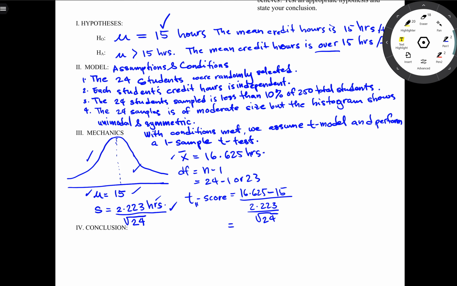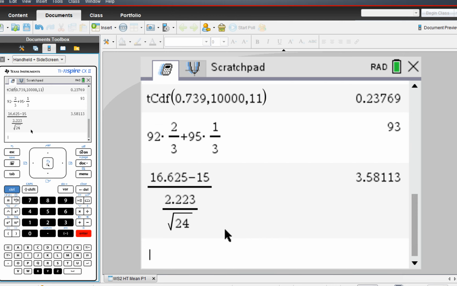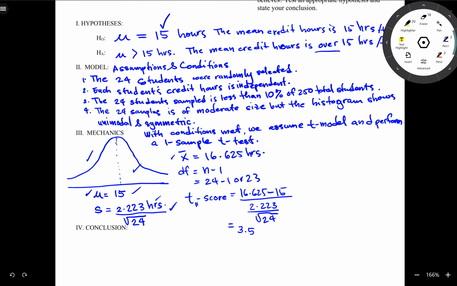So go back here, 3.581. Okay, so we got the t-score already. The next step is to find the p-value, so let's shade first, 3.5, so 1, 2, 3, about right here, this area right here. And so what is that? The area of that shaded region is going to be the probability that the t-score is greater than 3.581.